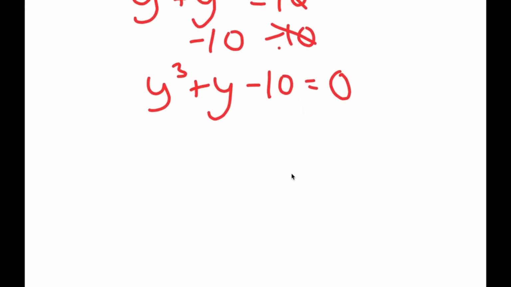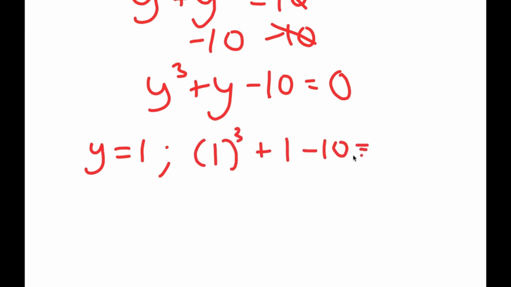Now, to actually solve this equation, we need to first start by finding one solution and then use that one solution to find the rest of the remaining solutions. And to find that first solution, what we actually have to do is just test in values, plug in values, and see if they're right. So I'm going to first start with y equals 1. If y equals 1, I get 1 to the power of 3 plus 1 minus 10. And this is equal to 2 minus 10, which is equal to negative 8, which is wrong.